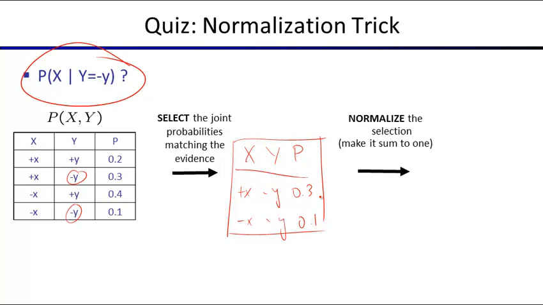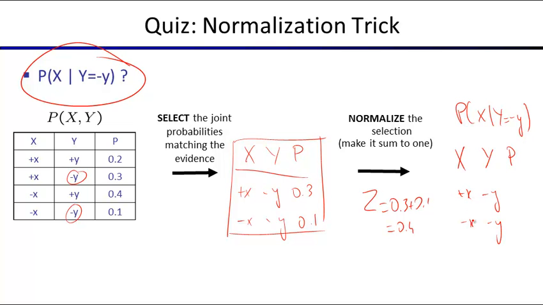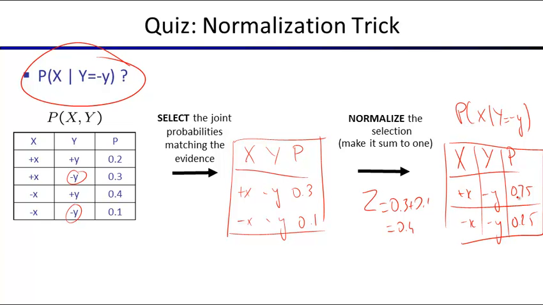To normalize, we need to compute the sum. Often that sum we call z. Z equals 0.3 plus 0.1, which is 0.4. Then we divide both of the entries by z, which is 0.4, to get x, y, b. And this is now the conditional for x given y equals minus y, plus x, minus x. We have 0.75 and 0.25. All right, that was normalization.